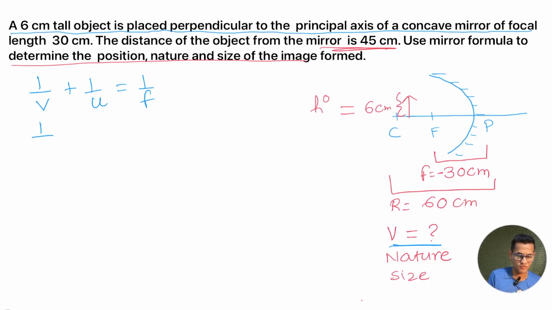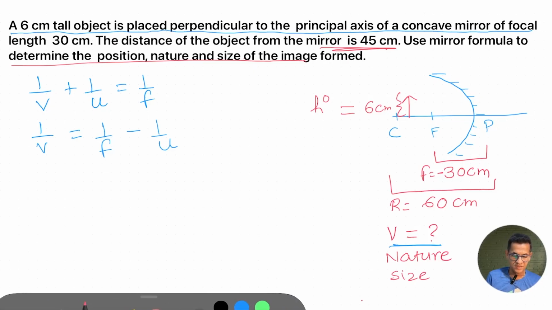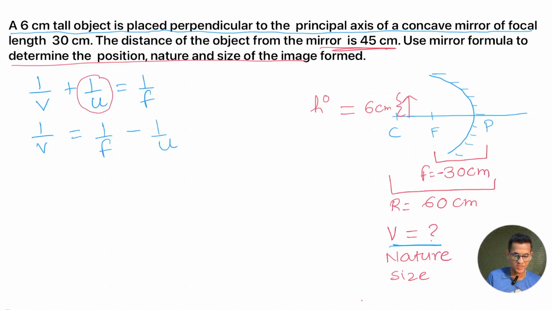So I would say 1 upon V is equal to 1 upon F minus 1 upon U. What I've done simply here is shift 1 upon U to the other side. That's why the sign has changed from plus 1 upon U to minus 1 upon U. Now I will substitute the values. So the value of F is negative 30. So 1 upon negative 30 minus 1 upon U, which I forgot to write here, by the way.